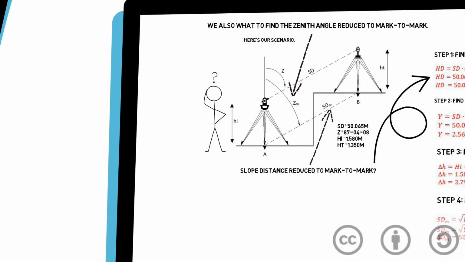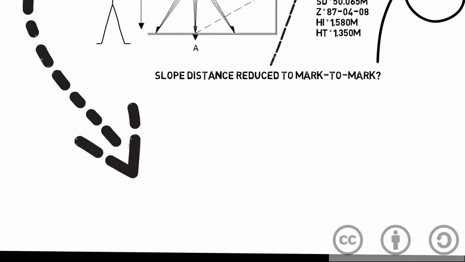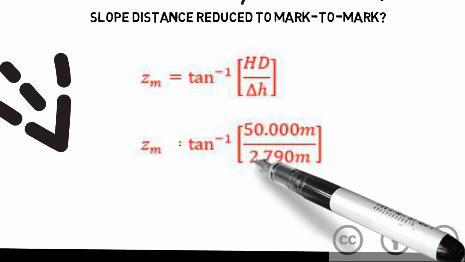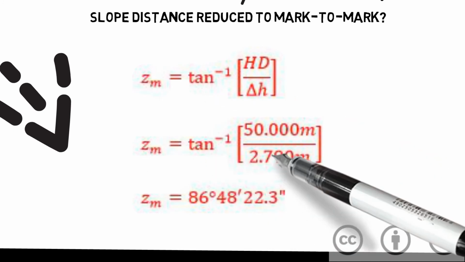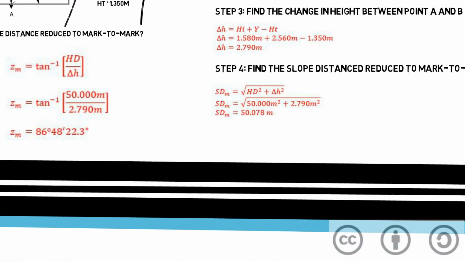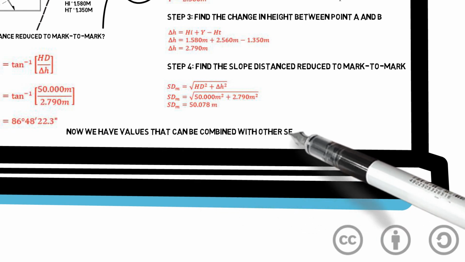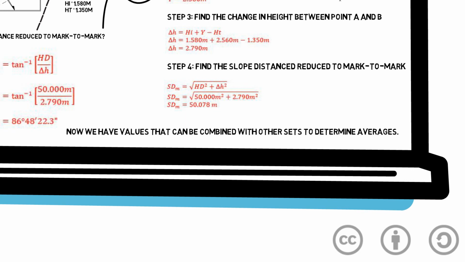So to determine this reduced zenith angle, we have to use trigonometry and our determined values of horizontal distance and change in height. The reduced zenith angle is the inverse tan of our horizontal distance divided by our change in height. And this gives us a reduced zenith of 86 degrees, 48 minutes, 22.3 seconds. Now we have values that we can combine with other sets to determine averages.